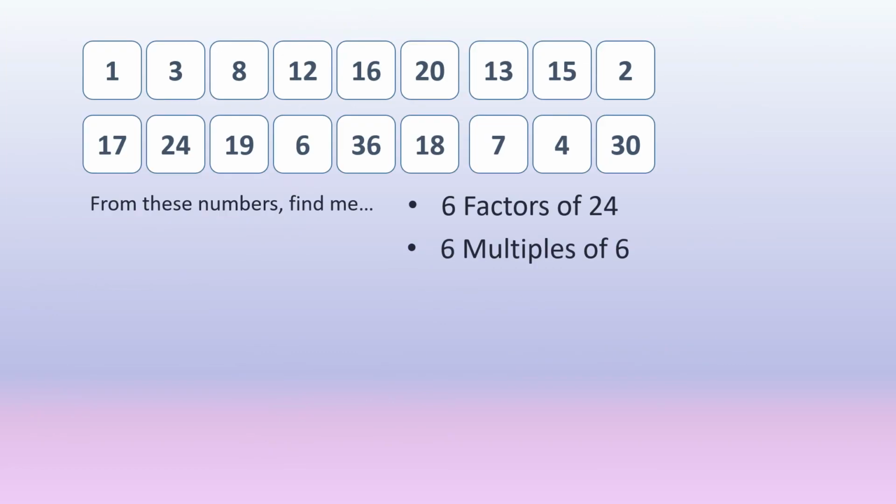So have a go at these questions first, which is finding 6 factors of 24 and 6 multiples of 6. So the first one should be quite easy because we've literally just done it. So we can do 1 times 24, 2 times 12, 3 times 8, 4 times 6 to get 24. So you only have to put 6 of these down. So I'm going to put 1, 2, 3, 4, 6 and 8 are all factors of 24. And multiples of 6, remember multiples is times tables. So 6, 12, 18, 24, 30 and 36.